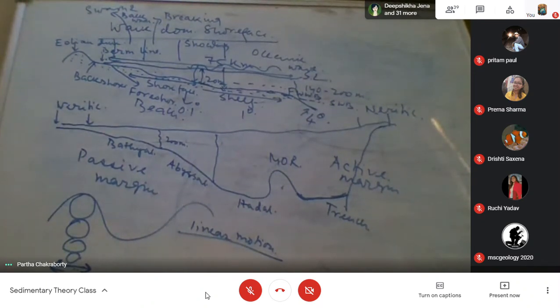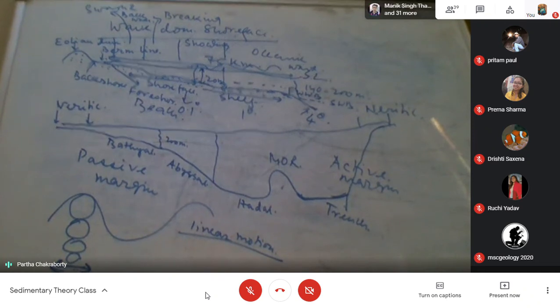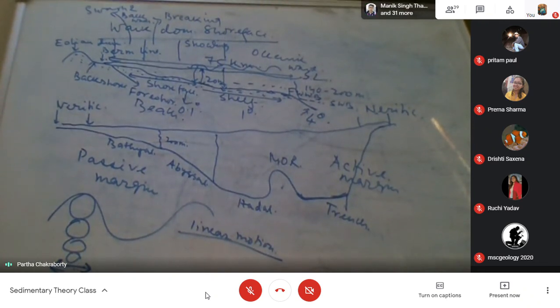But in some special cases, suppose there is a sea level fall and the total sea level is falling, the fair weather wave base will further go down, and in that case I may expect that I may see the effect of fair weather wave even in the inner shelf. Am I clear?